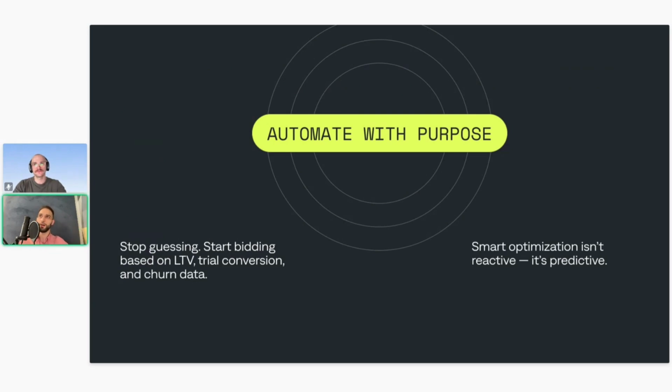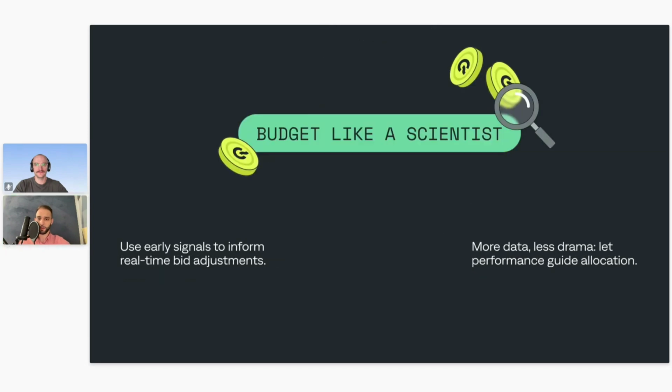So instead of optimizing for CPI, optimize for trial start rate, trial to paid conversion, LTV, and churn. Because if a campaign costs $20 per install but gives you $50 in return, that's a win, even if your CPI looks high. So let's move on to the next slide.